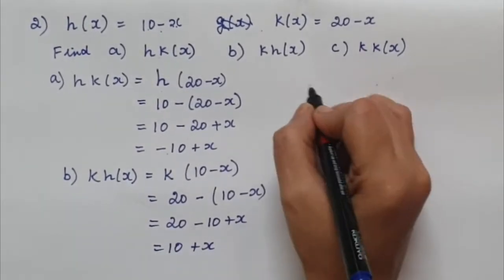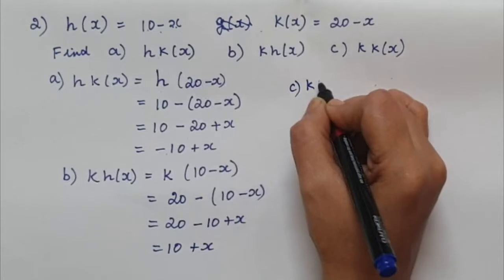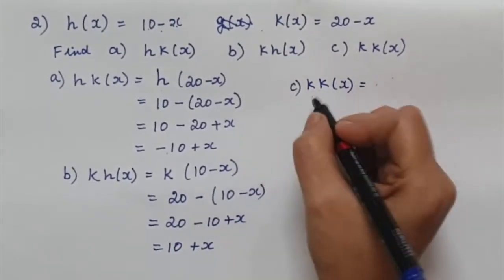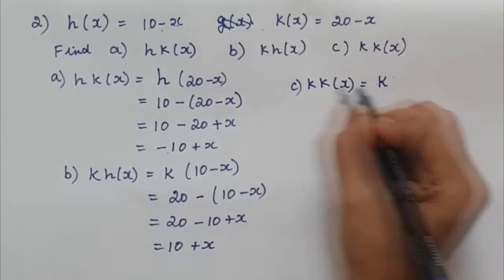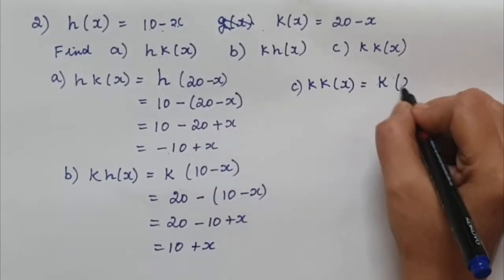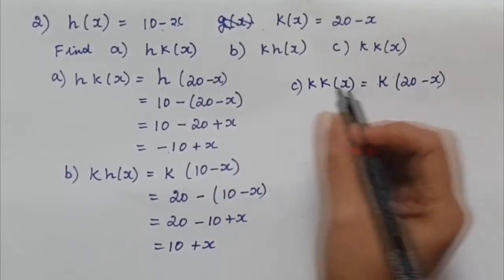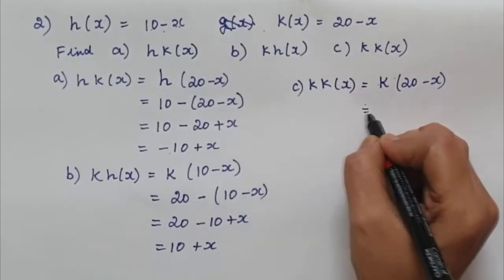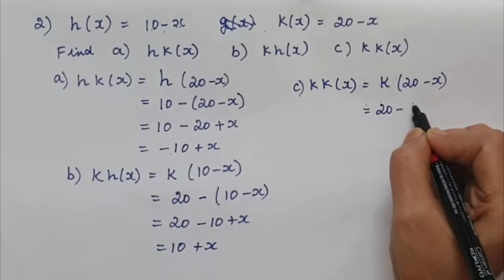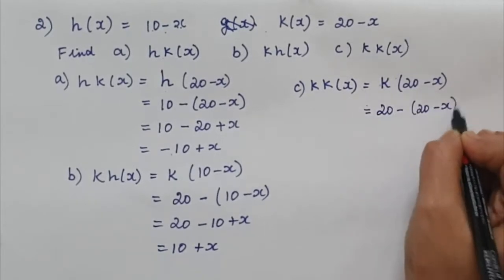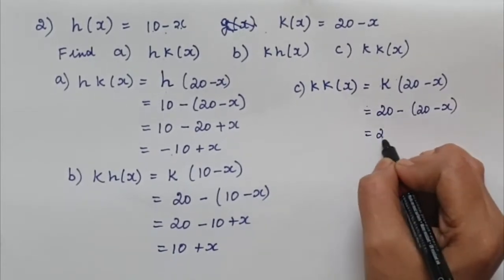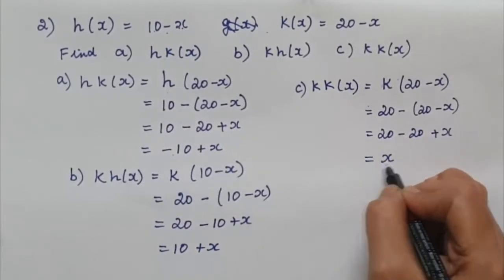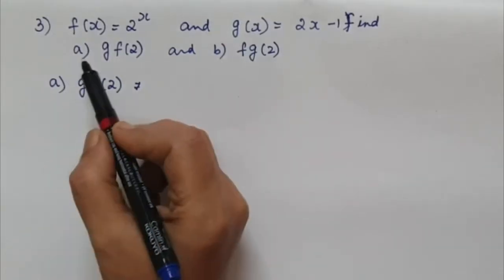Now we'll go for k k of x. First we keep our k as it is. K of x is 20 minus x. Now again, this x has to be replaced by 20 minus x. So 20 minus (20 minus x). So it will be 20 minus 20 plus x. So it will be equal to x.